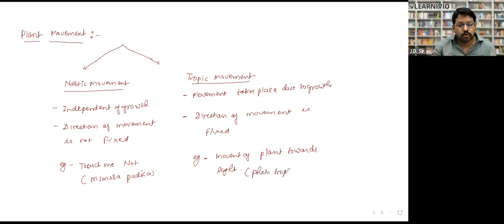Phototropic movement. Photo means light, tropic means in direction, and movement means movement. So movement in the direction of light is called phototropic movement. Is it clear to both of you? Nastic and tropic movement. Yes, sir.